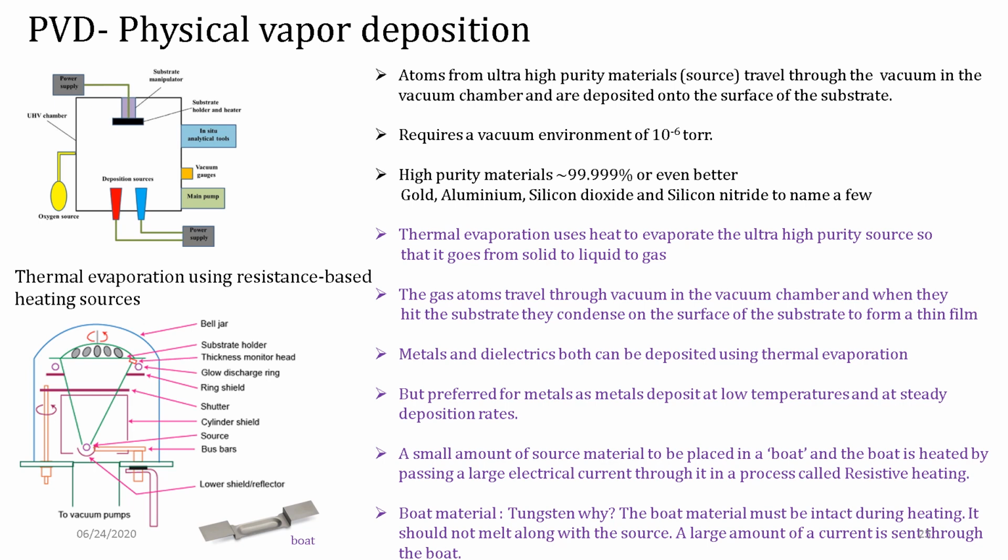Typically, the boat material that is used is tungsten, and I have given a reason here as to why it is used. This is a process called resistive heating, and you evaporate a material which is placed on top of it. When you have a substrate, once the material evaporates, it hits the substrate and forms a thin film. That's where you have a substrate holder.